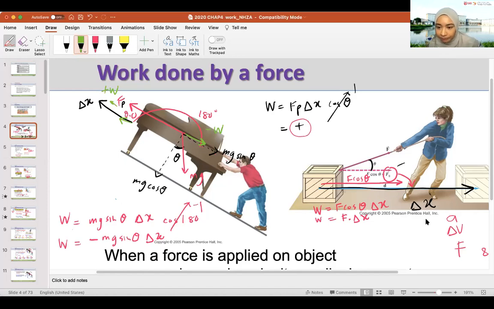Okay, Farhan asks, we only look for the force that is parallel to the displacement, right? Yes, correct. And that parallel force can either be cosine 0 or cosine 180. If it's cosine 0, then it's positive. If it's cosine 180, it's negative work.